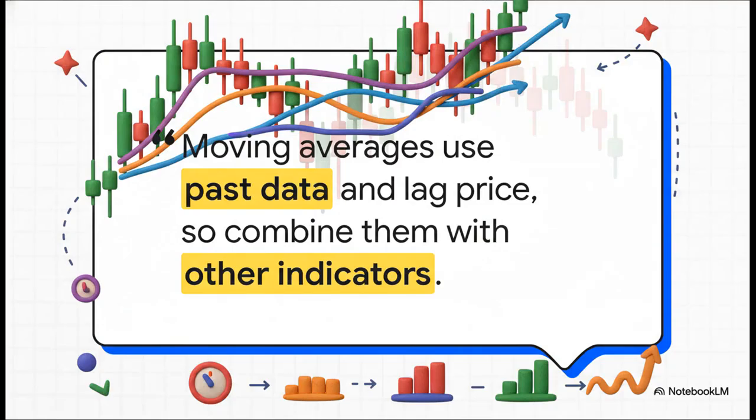All right, now this is the most important thing to remember, so listen up. Moving averages are what we call lagging indicators. What does that mean? Well, because they use past data to get their number, they will always be a step behind the current price. They don't predict a trend, they confirm a trend that's already started. And that's why a smart trader never ever uses a moving average all by itself. They always combine it with other tools to get the full picture.